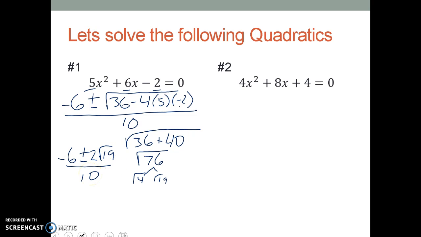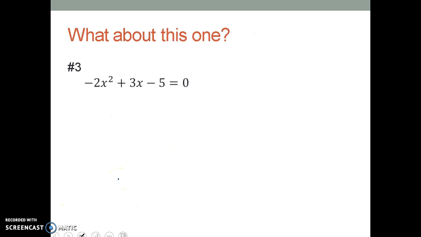And I could simplify this further because all 3 of these terms, there's 1, 2, 3 terms, they're all even. I can divide everything by 2, and that would be negative 3 plus or minus the square root of 19, or 1 times the square root of 19, all over 5. And this would be my solution for number 1.